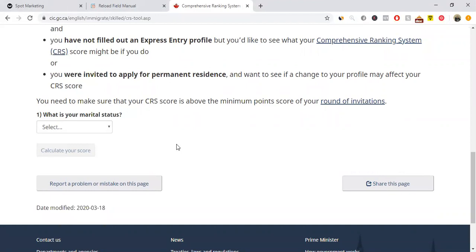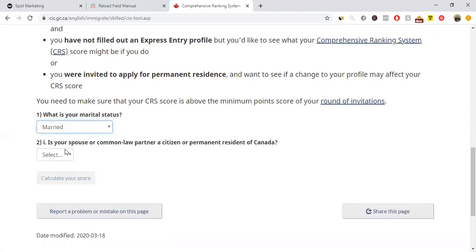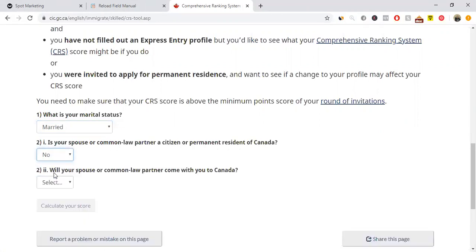So we're going to use the basic application of what everybody has, and we're now going to look at the changes that can be done to boost it such that it can also fly either for the Express Entry program or the provincial or whichever one that you're interested in. So let's go right ahead and fill this assessment form. So what is your marital status? Married. And is your spouse or common law a citizen or permanent resident in Canada? No, because you're both in Nigeria. Will your spouse come with you to Canada? Yes.